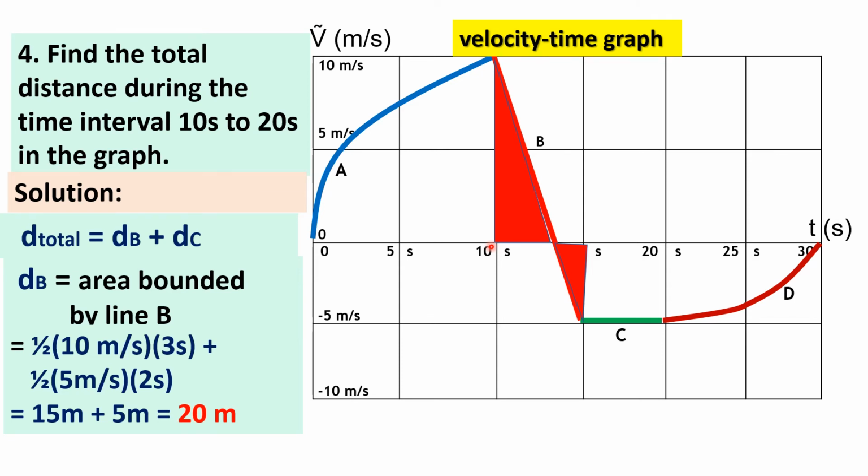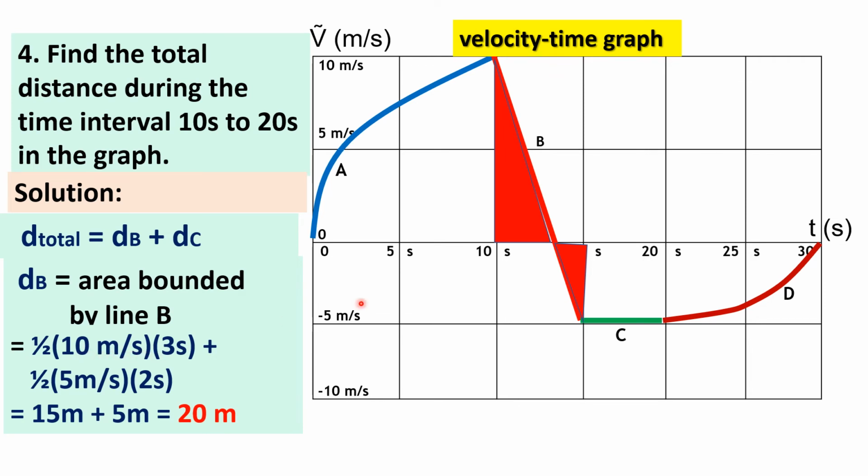All right, so substituting in the area formula of a triangle, we have 1/2 times 10 meters per second. What is this 10 meters per second? This is the height of the bigger triangle, which corresponds to the velocity change from 0 to 10 meters per second. So we plug it here in the formula, 10 meters per second.